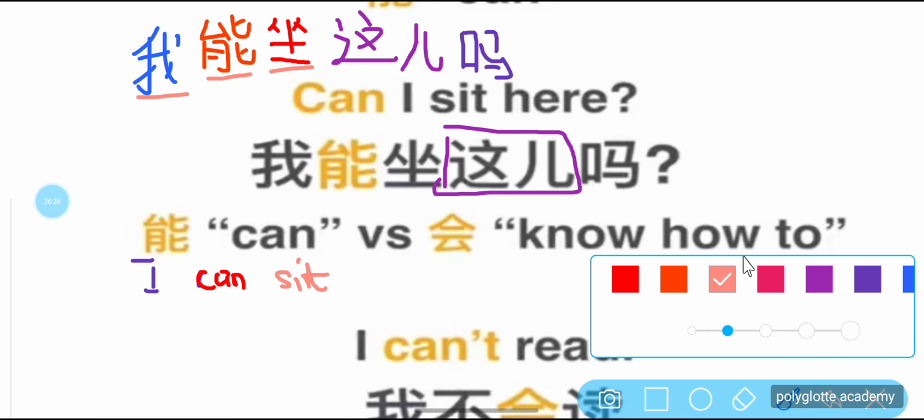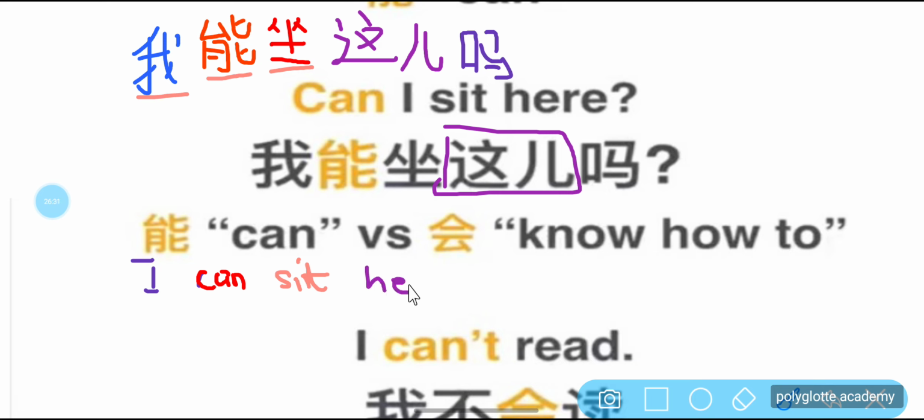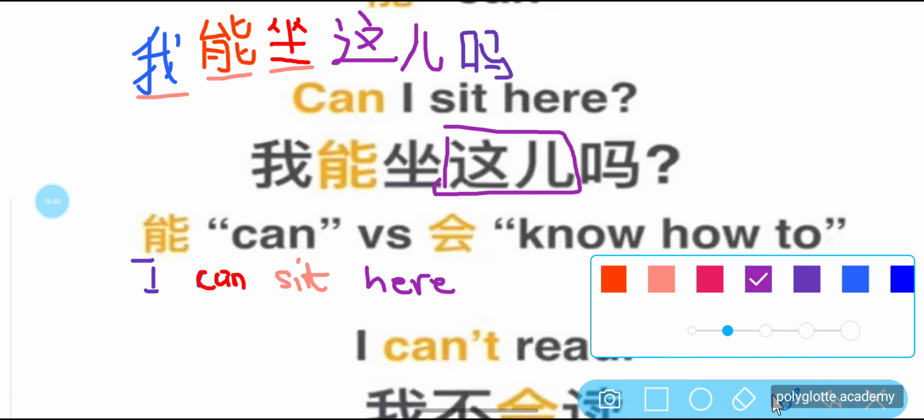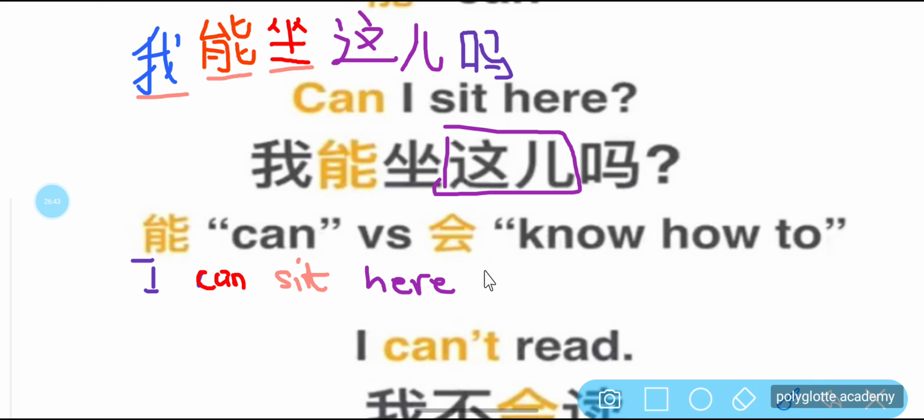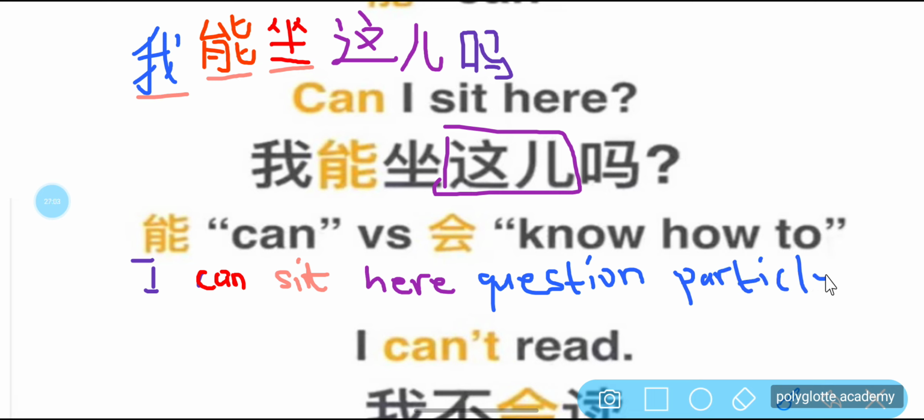Jer, which is here. And ma, which is a question particle.